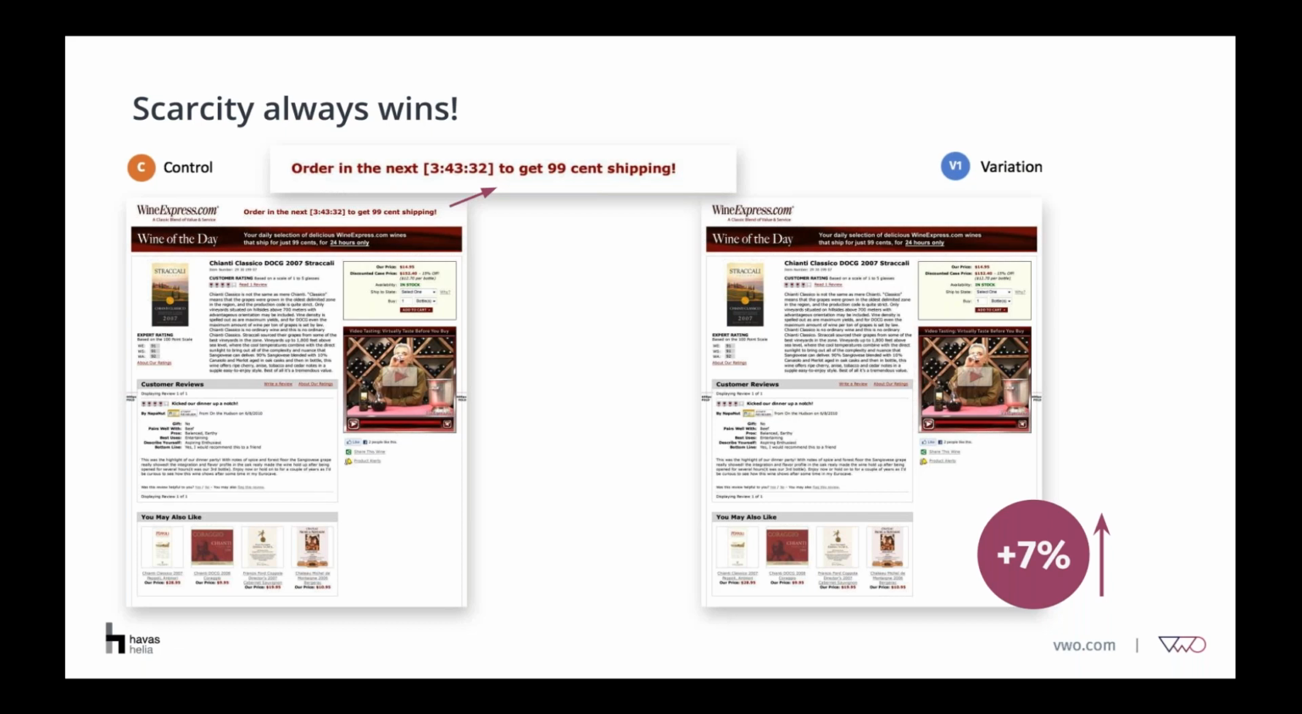The 99-cent shipping might make people excited, but at the same time, it depends on the kind of business you have. So talking about Wine Express, what would be a typical buyer? A typical buyer, who is a wine expert, is not a deal hunter. She's unlikely to respond well to aggressive sales incentives.